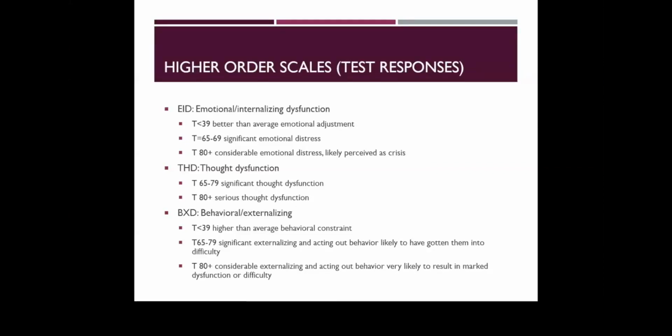So what you have here are simply the test responses, what they typically mean. Again, this will illustrate that two of them you can do low as well as high. So in emotional internalizing dysfunction and behavioral externalizing, you can have low scores that show better than average emotional adjustment or better than average behavioral constraint, whereas the thought dysfunction higher order scale is only interpretable when elevated. And you can see these levels of elevation generally.